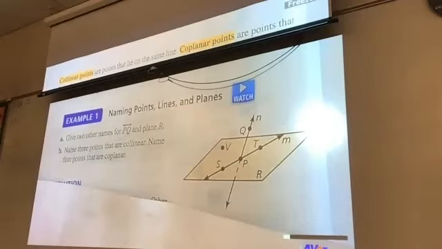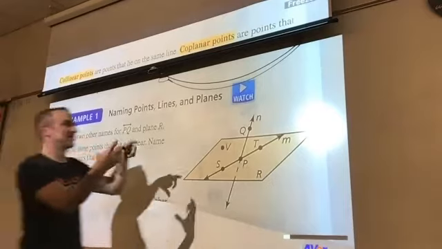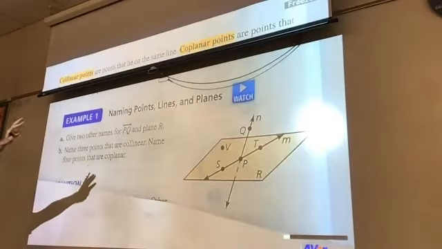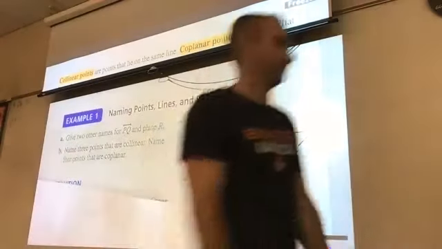Give me 3 points that are collinear. SPT, collinear. Give me 4 points that are coplanar. VSPT. Great. Could I have said Q in one of those for coplanar? No, because Q is not on the plane. If it's not contained within that parallelogram, it's not on the plane. So we can't use Q. Great. Any questions on that? Awesome. Move on.